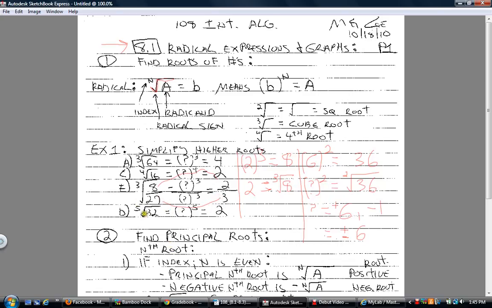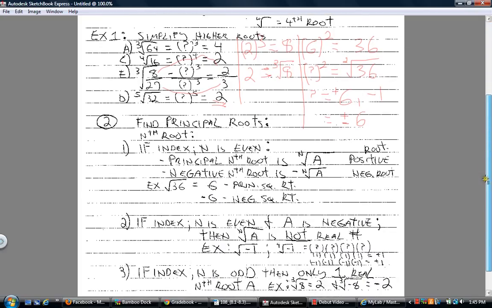The fifth root of 32. Now here's a little hint. You see this 32 is a pretty small number. You're taking the fifth root of it, so you've got to find a base multiplied by itself 5 times. It's got to be a small number. Okay, so that's kind of our warm up on objective 1 here.